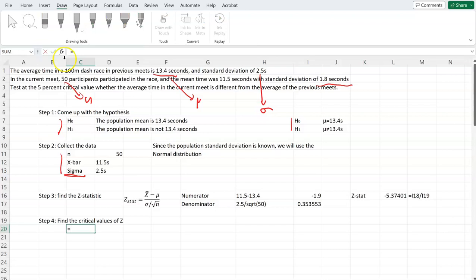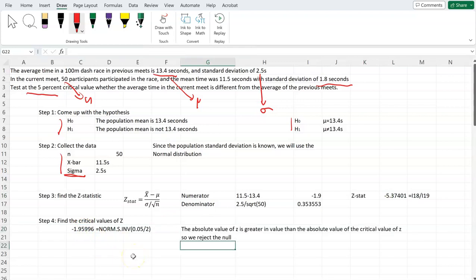And we are testing it at 5%, as we said. So my z value would be NORM.S.INV of 0.05 divided by 2. And I get this number. So again, I will compare my z-stat with the critical value of z. If I drop the negative sign, the absolute value of the z that I calculated, which is negative 5.37, is larger in magnitude than the absolute value of the critical value of z. So therefore, we reject the null.